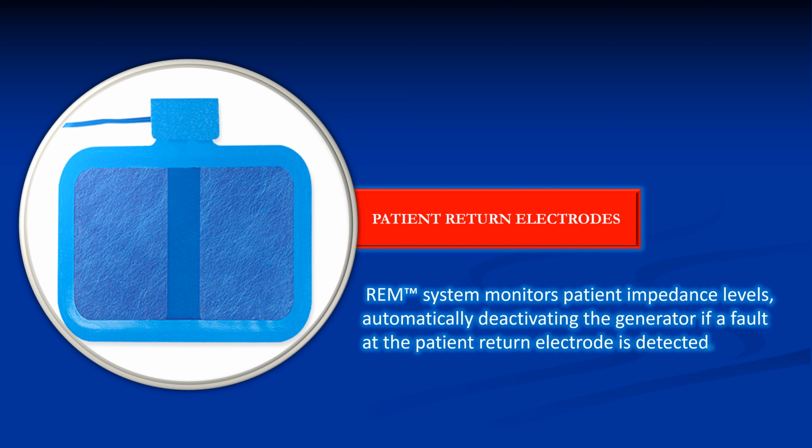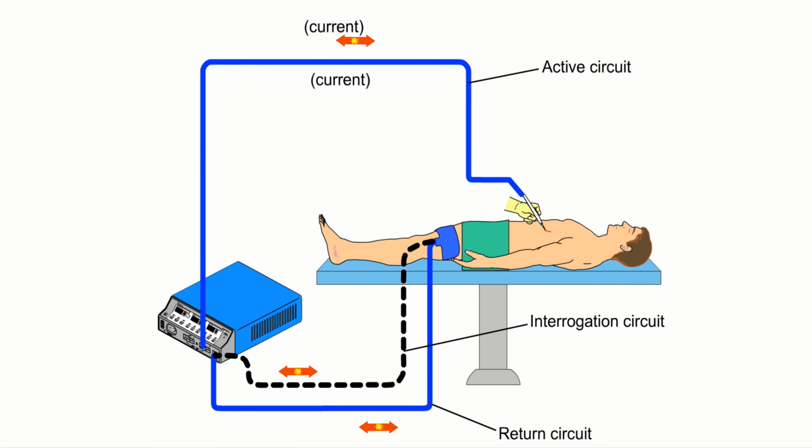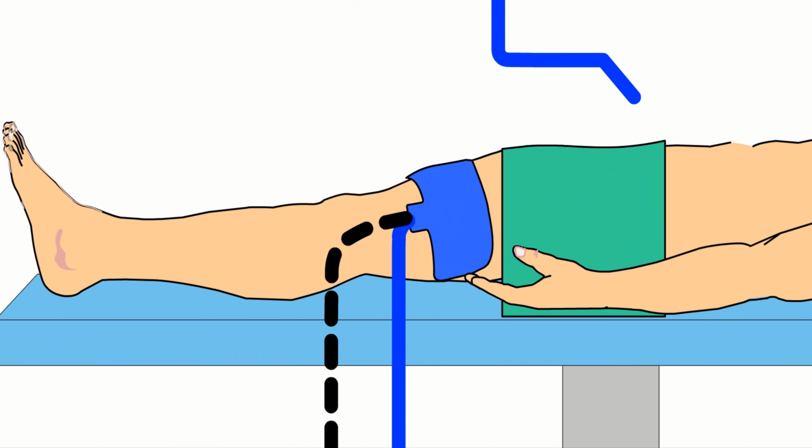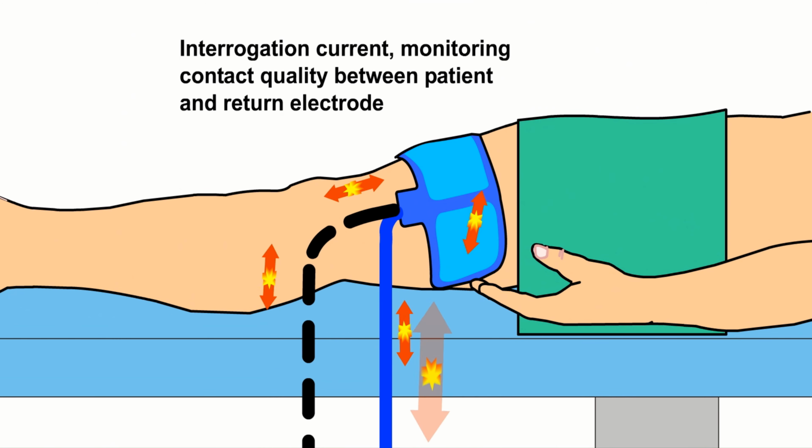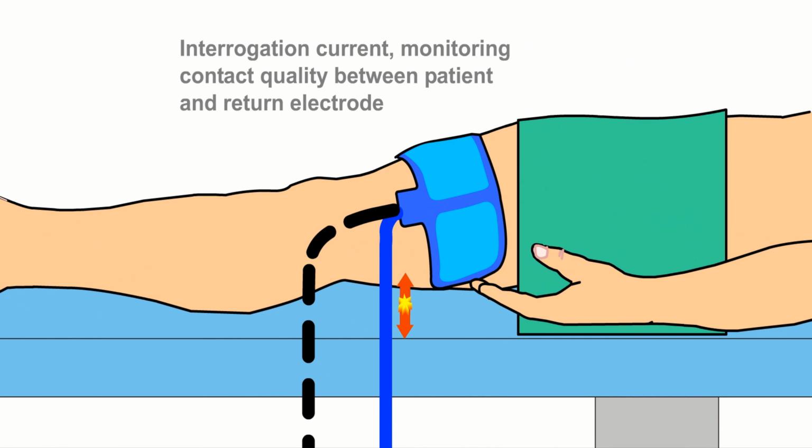Patient return electrode monitoring. This system monitors the patient resistance levels, and automatically deactivates the generator if any fault at the patient return electrode is detected. As we see here, the patient return electrode has a return electrode monitoring system which can detect any abnormality in the conductivity between the return electrode and the patient. It also detects any change in the patient resistance at the area of the return electrode. And if there is any abnormality, it will stop the generator immediately.